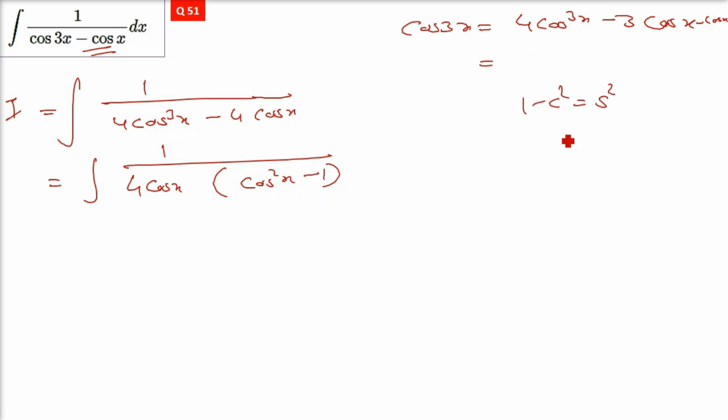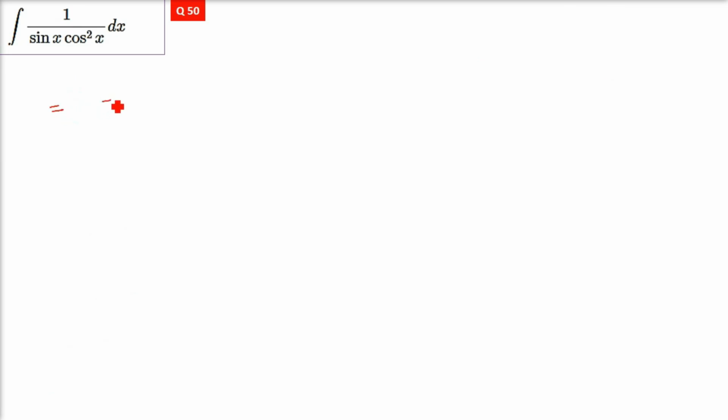And cos square x minus 1, you know that sin square x plus cos square x is 1. So 1 minus cos square x is equal to sin square x, and cos square x minus 1 will be minus sin square x. So 4 is already there, negative is already there. What do we get here? Negative 1 by 4 and the integral inside: 1 by cos x into sin square x.